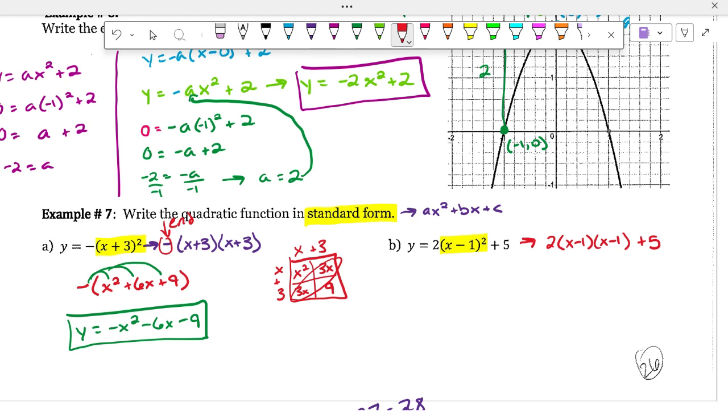Now, I'm going to tell you the steps for this. So we would evaluate this first. That's the first thing we do.